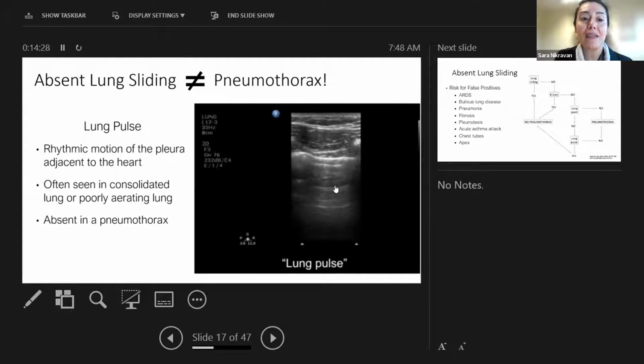You can see this in patients who have consolidative processes, or maybe are on a lot of PEEP with the ventilator, and you're scanning the anterior portions, the apices of the lungs that remain inflated.